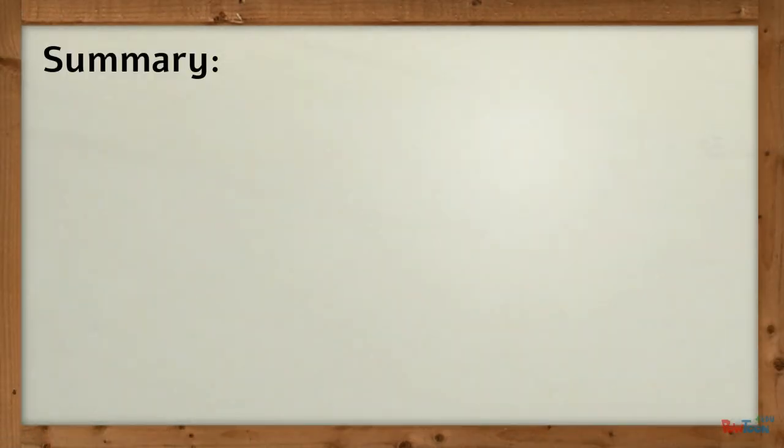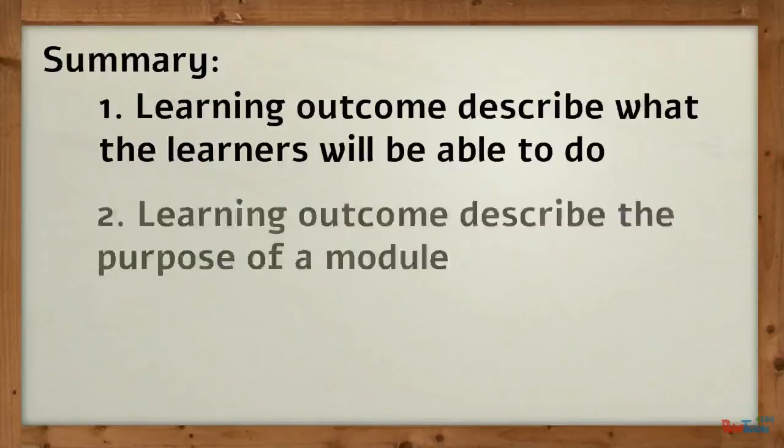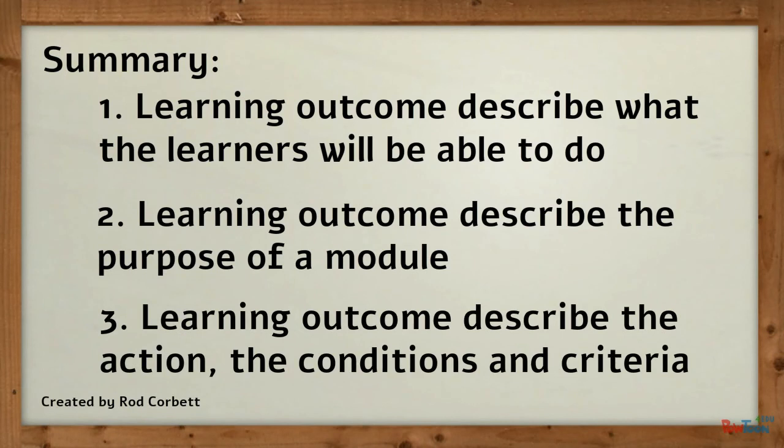In summary, the 3 principles that you should remember and be able to employ from this presentation are: 1. Strong learning outcome statements describe what the learners will be able to do to demonstrate that they have learned to understand and employ one or more principles successfully. 2. Describing the intended learning outcome of a module in a clear statement is the best way to communicate the purpose and the promise of a module of learning. And 3. Strong learning outcome statements describe 3 things: the action the learner will be able to perform after the learning has taken place, the conditions under which the action is to be performed, and the criteria for judging the success of the performance.